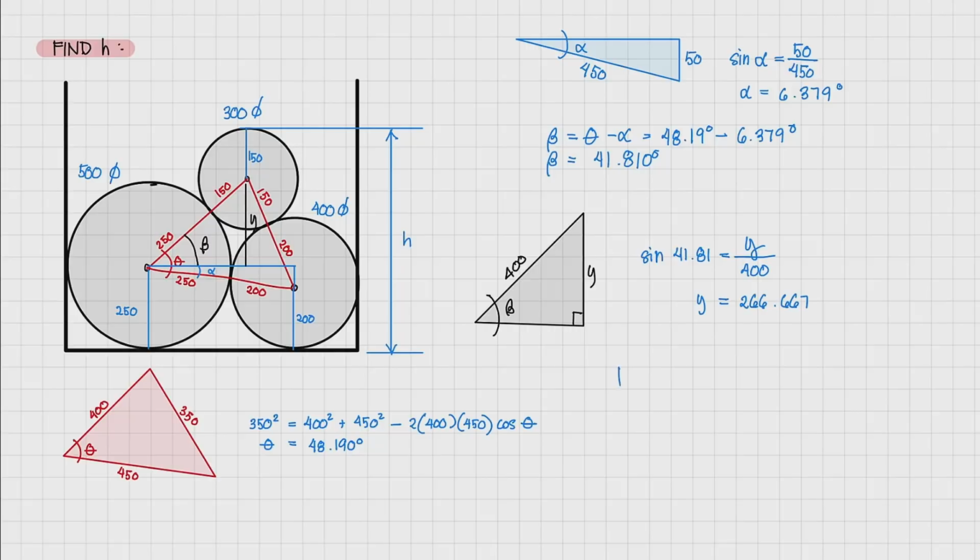Yung h natin is just equals to 250 plus y plus 150. So now our h is equals to 666.667. There we go. So that's our final answer for this sample problem.